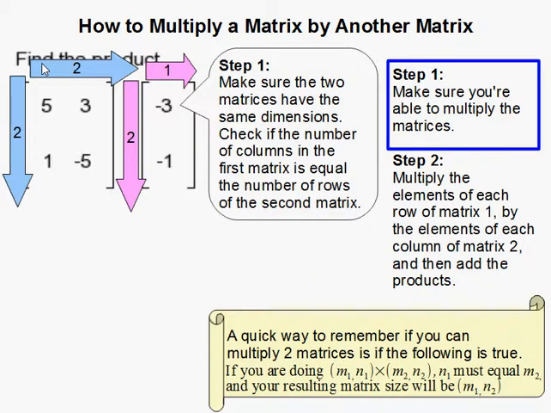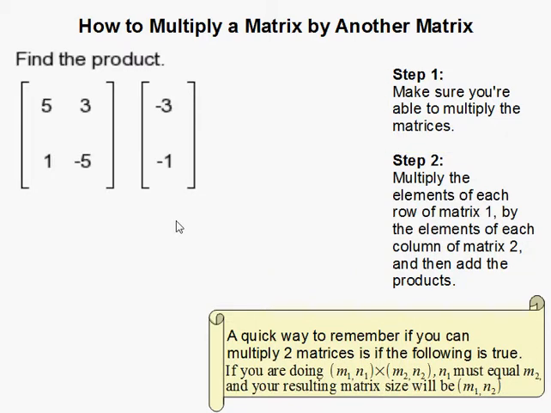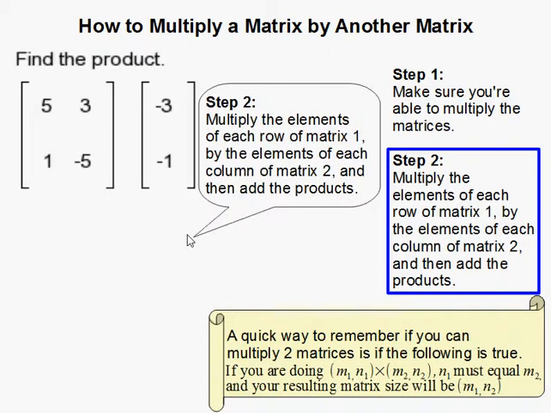The number of columns of the first one is 2, and the number of rows of the second one is 2. So we can actually multiply these two. How you do it is you multiply the elements of each row of matrix 1 by the elements of each column of matrix 2, and then you add them. So to get the element for row 1, column 1, you multiply the entire row 1 of matrix 1 by the entire column 1 of matrix 2.